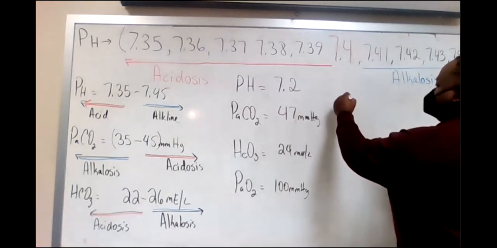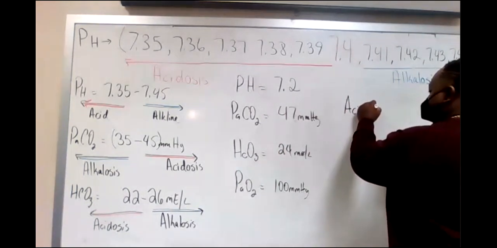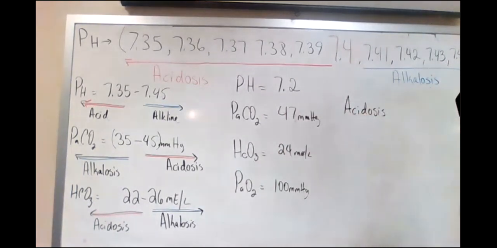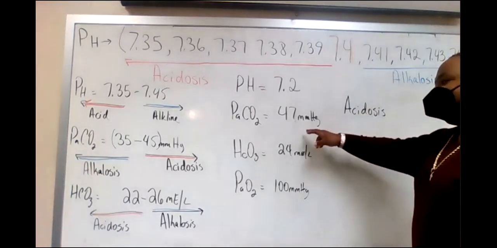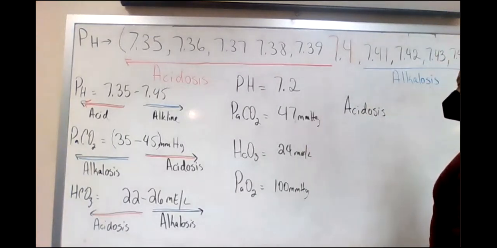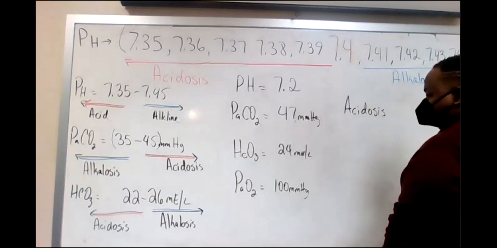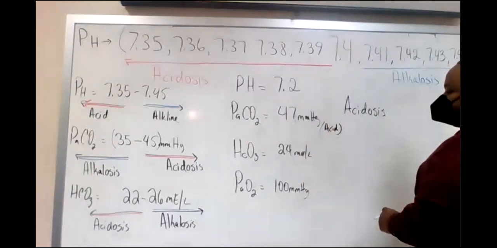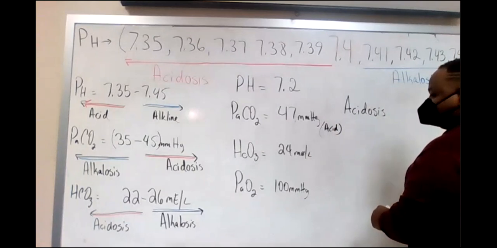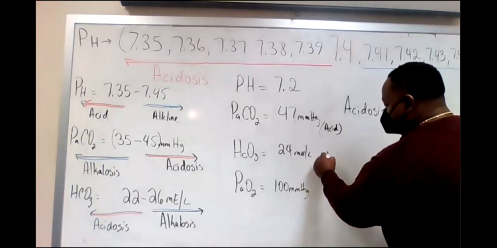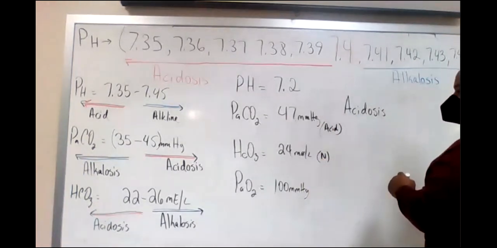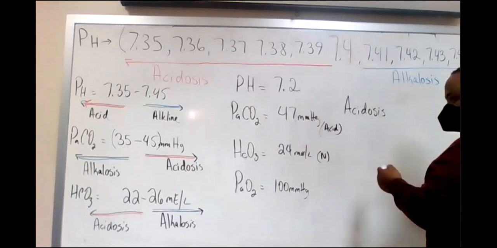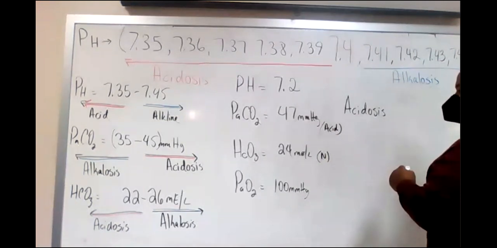It's an acidosis. We are in an acidosis. Point blank period. Now we got to find out who's causing the problem. So what is CO2 doing, Talicia? CO2 is high, so it's in acidosis as well. Acid. What is bicarb doing, Talicia? Bicarb is 24. It's normal. So who's causing the problem, Talicia? CO2 is causing the problem.